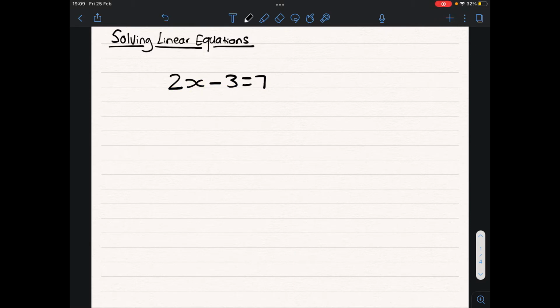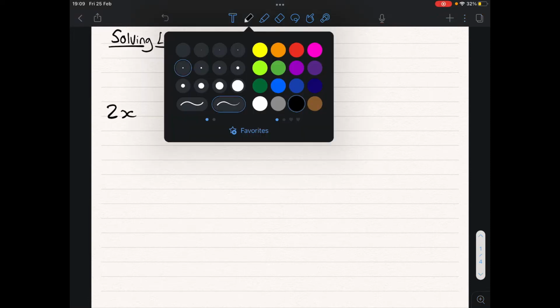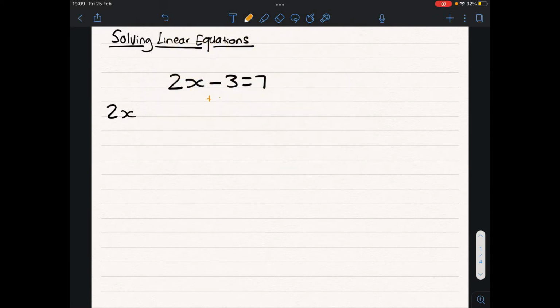2x minus 3 equals 7. What we have to do is isolate x. What that means is I'm making x on the left hand side and keeping all the numbers on the right hand side. So what we do, 2x, we must add 3 on both sides. Add 3. By adding 3, it will bring the 3 to the right hand side. So it will look like this.